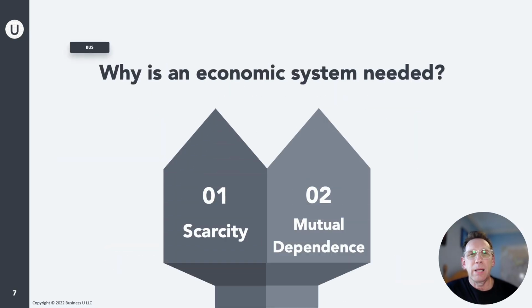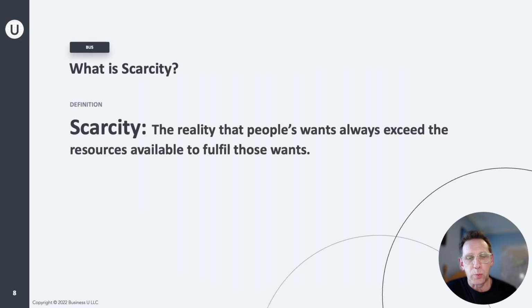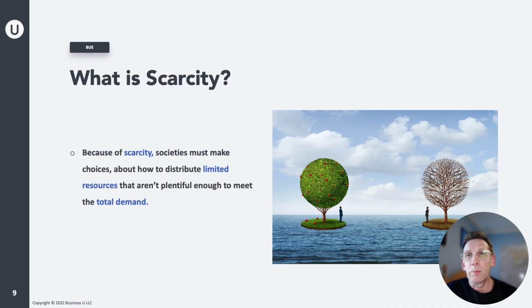Well, why is an economic system needed? Well, there's basically two things. There's something called scarcity and you have mutual dependency. So scarcity is the reality that people's wants always exceed the resources available, okay? Wants are higher than the resources available to fulfill those wants. Continuing on with society, because of scarcity, societies have to make choices about how to distribute those limited resources that aren't plentiful enough to meet the total demand.